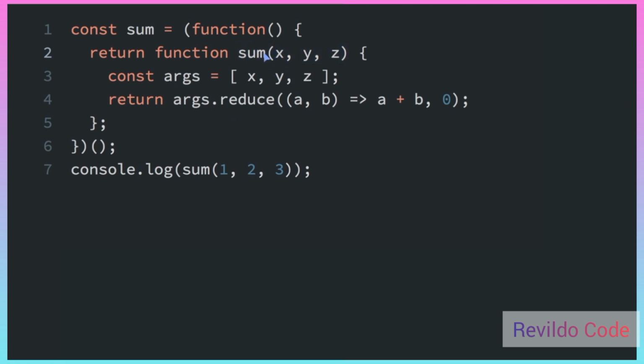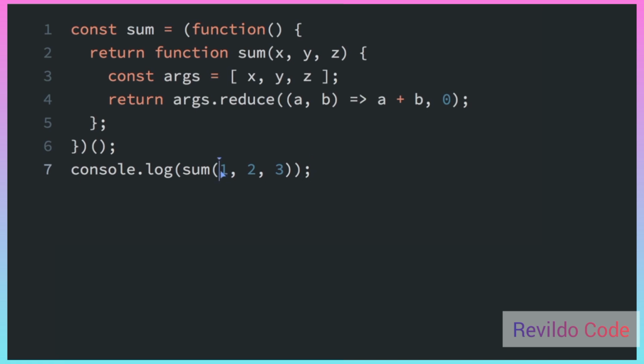So at first it's converting these x, y, z into an array called args, and then it's reducing them, so it's summing them all up here and then returning the result. So right now, if we just run this, it's going to log 6 because 1 plus 2 plus 3 is 6. But we can change this to use the rest operator.